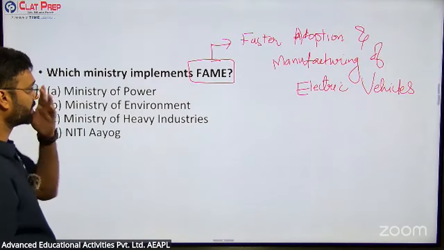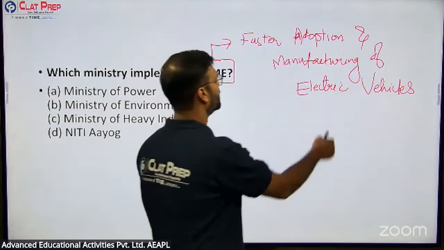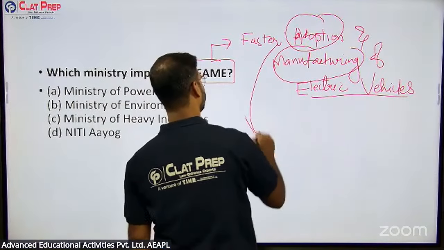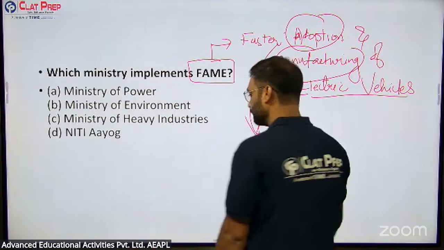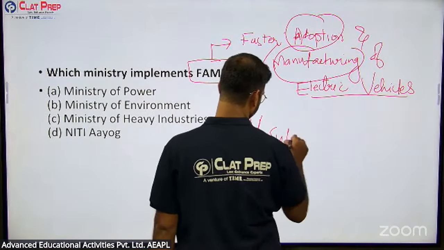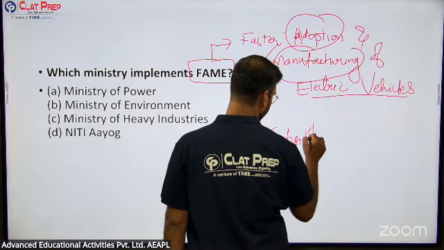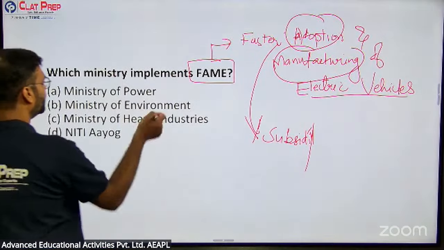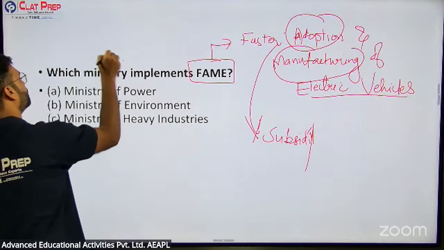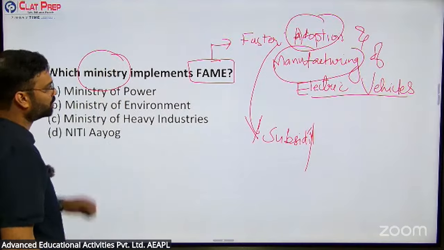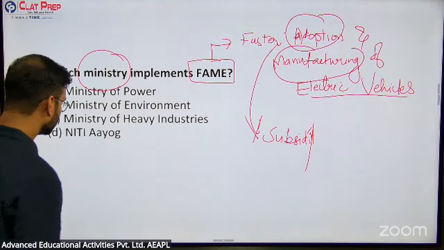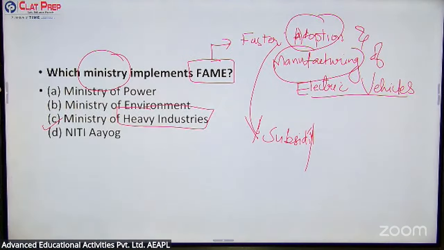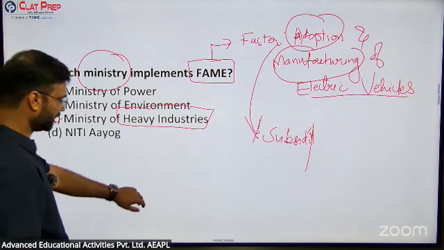Faster adoption and manufacturing of electric vehicles. Through this scheme, the government aims to promote adoption and manufacturing of electric vehicles in India. For adoption, people who were buying electric vehicles were getting a subsidy. That's how they were promoting the adoption, right? We have to identify the ministry. Whenever there's a question on which ministry is implementing a particular scheme, you can, to a certain extent, apply logic. The answer for this question, of course, is the Ministry of Heavy Industries, which is implementing the Faster Adoption and Manufacturing of Electric Vehicles scheme.